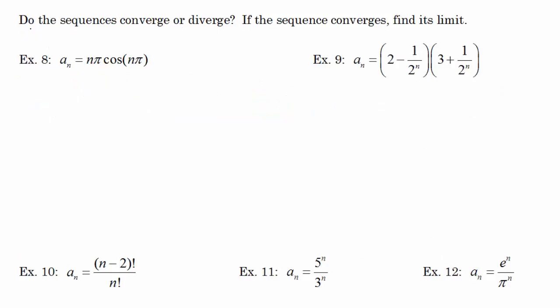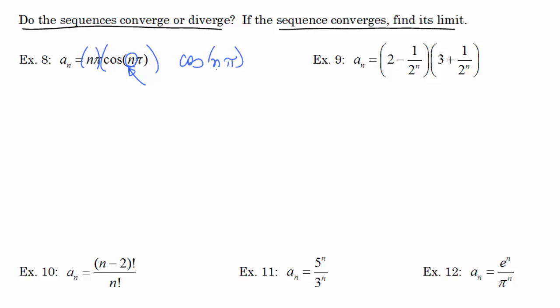All right, so do the sequences converge or diverge? If it converges, find its limit. So looking at number 8, how do we do that? Well, let's look at this and this, and look at where that n is. So if I just look at cosine of n pi, now remember n is 1, 2, 3, 4. So we're looking at the cosine of 1 pi, 2 pi, 3 pi, 4 pi.